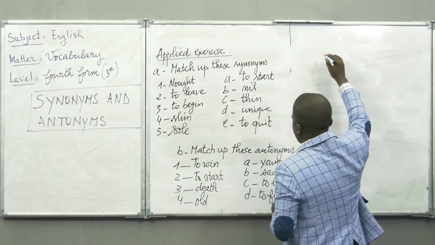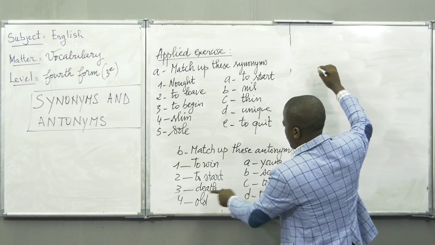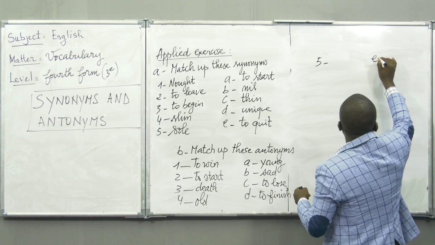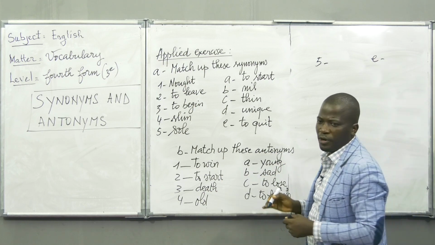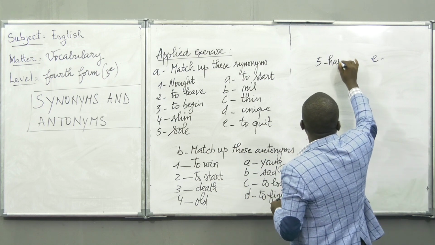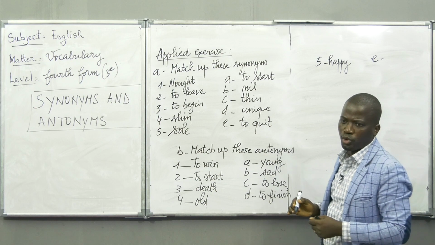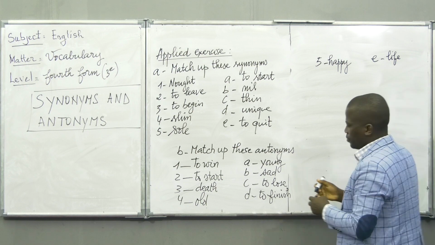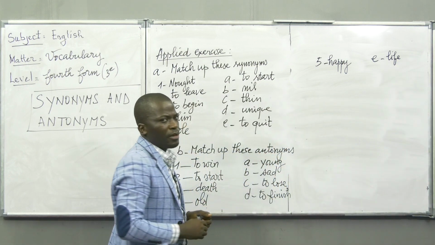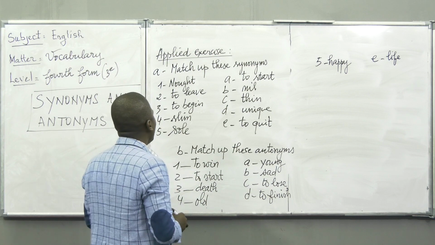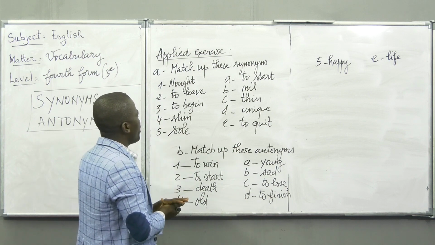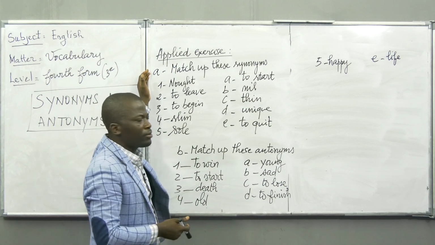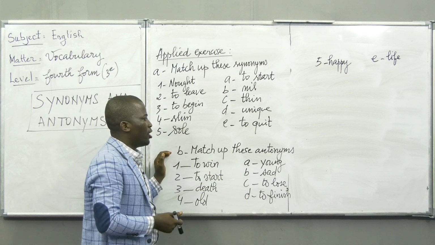The exercise is continuing here. So we have 5, and here we have A, B, C, D, E. Now, 5, we have happy, good, and over there we have life. Okay, class, so this is the applied exercise. Now, the applied exercise has 2 levels. A, match up these synonyms, and B, match up these antonyms.